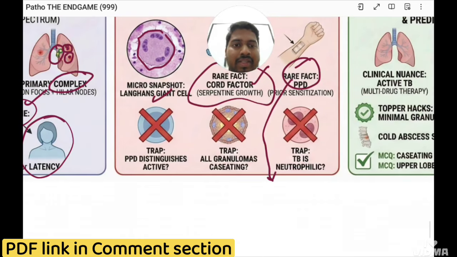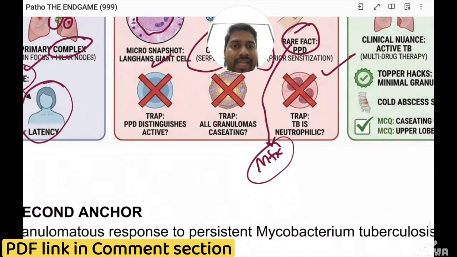Important about PPD is nothing but tuberculin injection which you give, okay, that is nothing but Mantoux test. So that doesn't tell you about prior sensitization. Okay, sorry, it tells you about prior sensitization. It is not diagnostic. It just tells you that somewhere the patient was prior exposed to TB. Maybe the TB is latent within his system, but he has this immunity also.